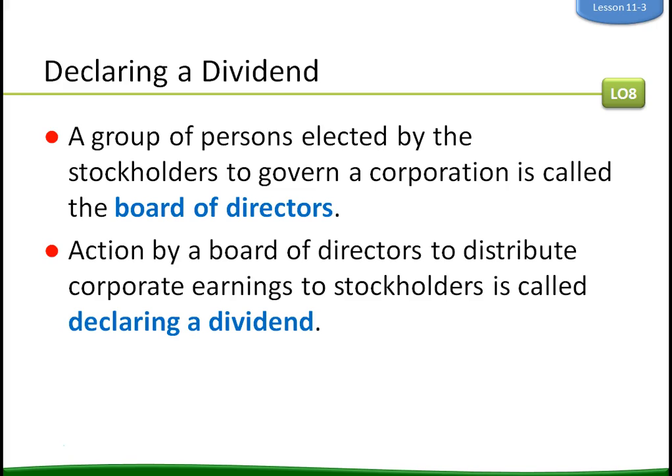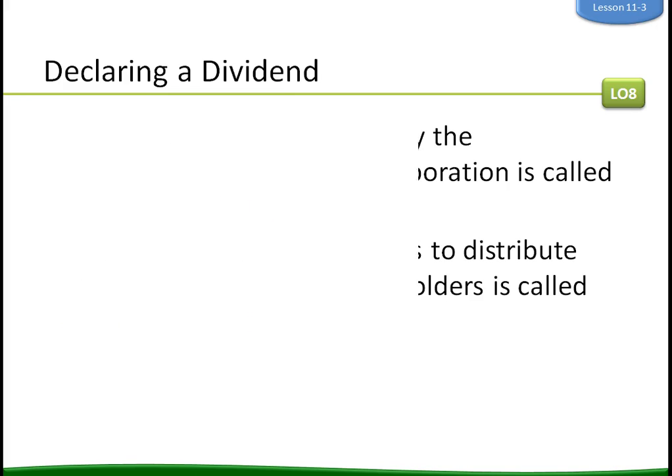Declaring a dividend: a group of persons elected by stockholders to govern a corporation is called the board of directors. And the action by the board of directors to distribute a corporate earning to stockholders is called declaring a dividend. Dividends are normally declared on one date and paid out at a later date.